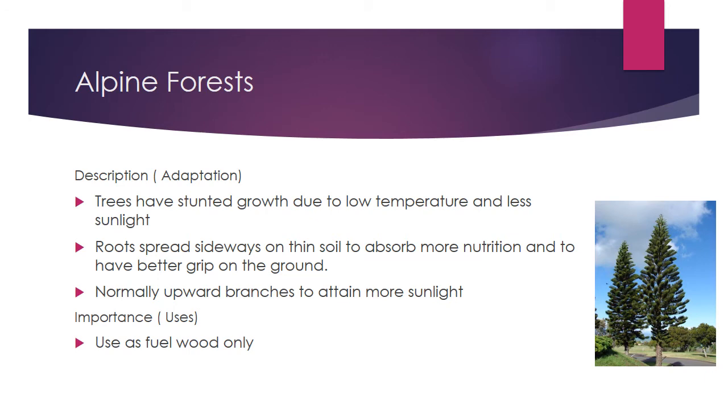Normally, upward branches grow to attain more sunlight because they try to adapt to the severe weather conditions. These forests are important because they provide fuel wood in these areas.